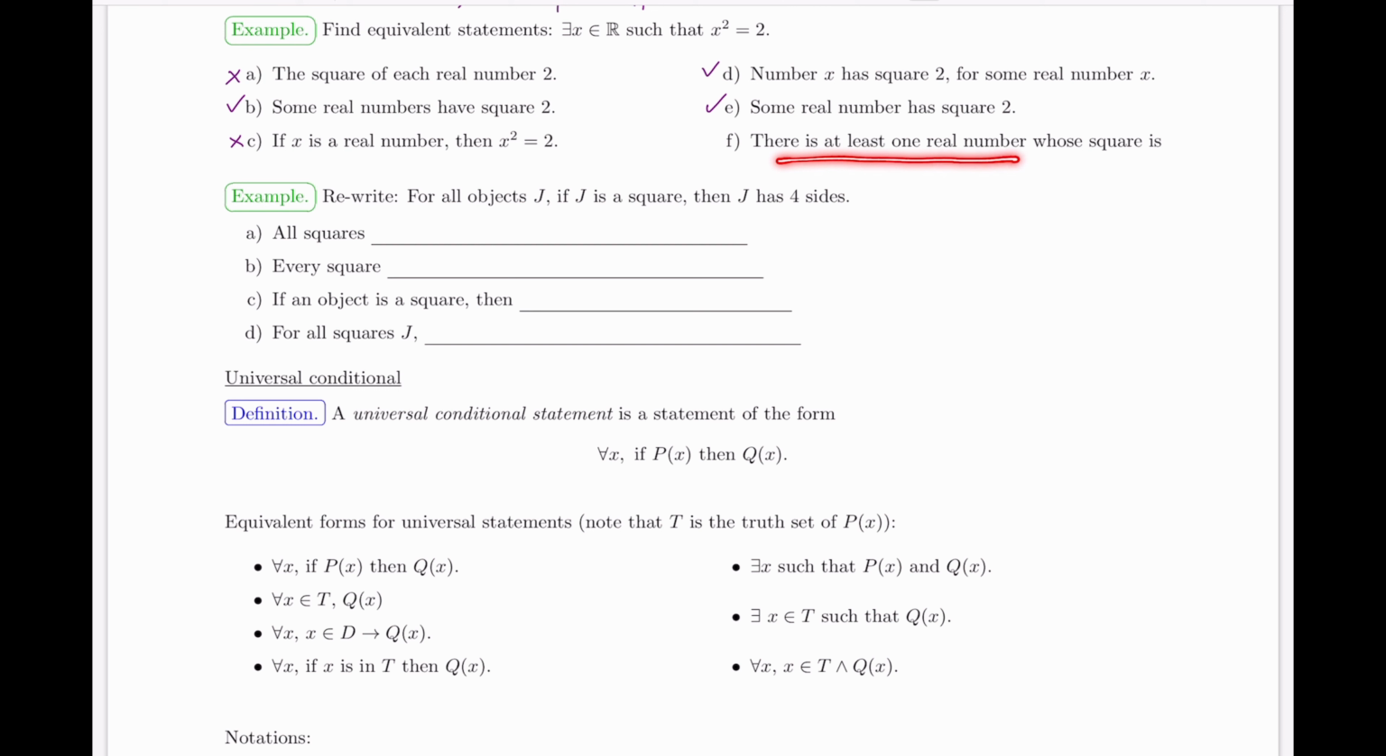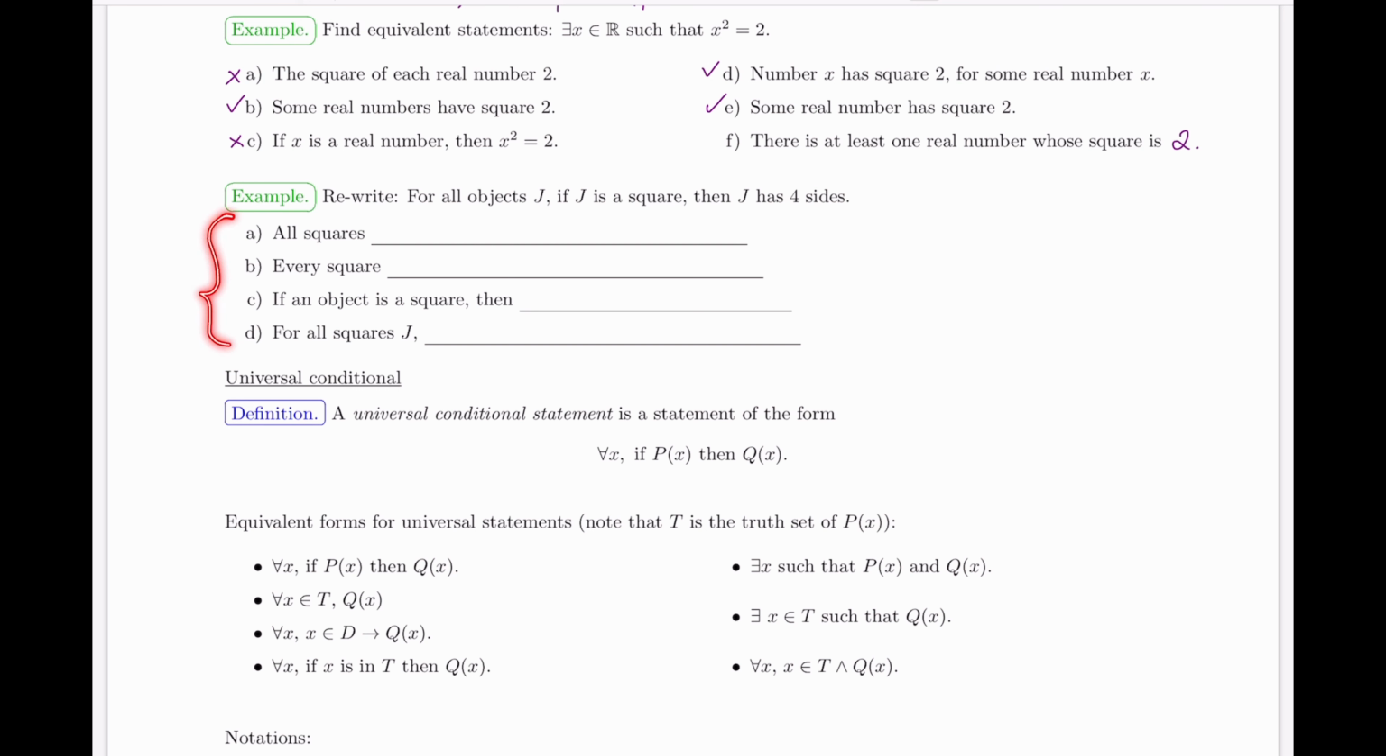There's at least one real number whose square is, and it looks like it got cut off, 2. Here we have to really think about this. There is at least one real number whose square is 2. There is real numbers such that the square is 2. Do you believe it's true or not? I'm going to leave it up to you to decide.